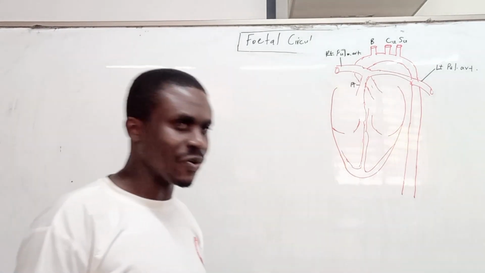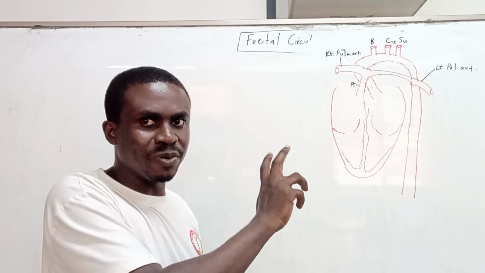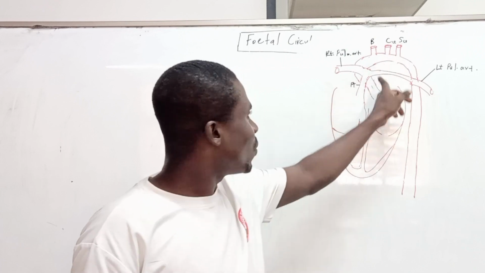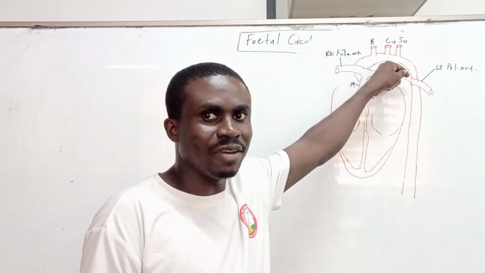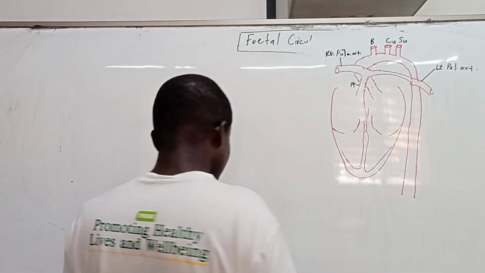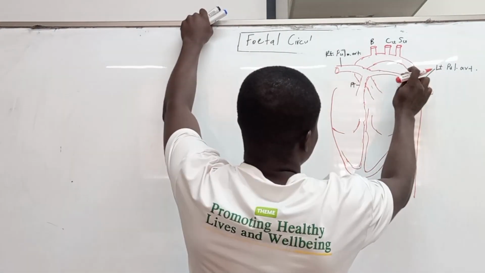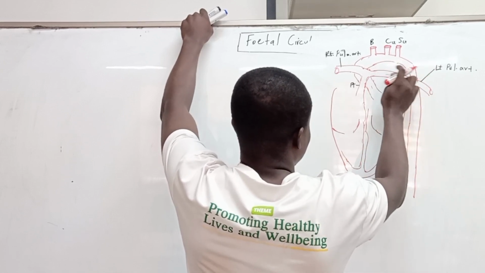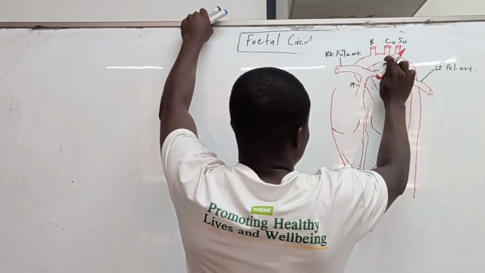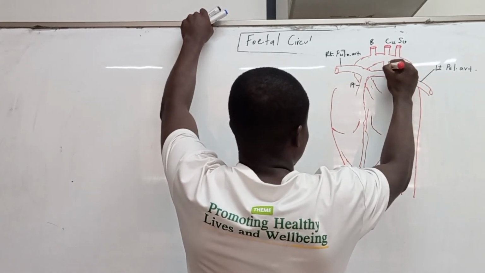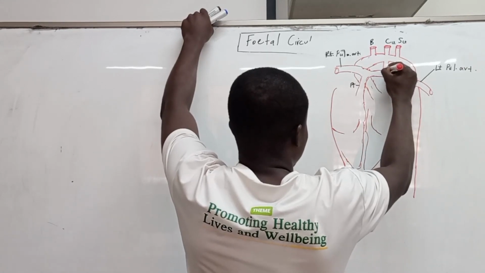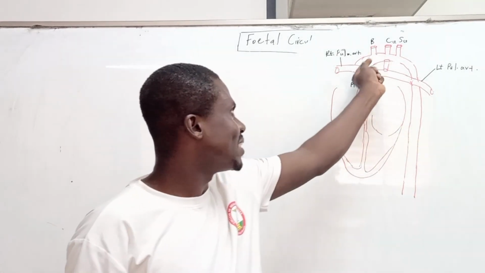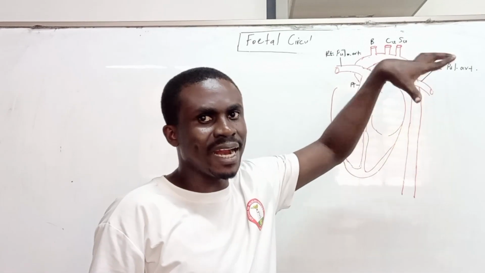I'll come back to these things, but I want you to understand it from this viewpoint. There is a connection between this arch of aorta and a branch of this pulmonary trunk, actually the left pulmonary artery. And my friends, that connection is one of the shunt systems we are talking about, connecting the arch of aorta to the left pulmonary artery.